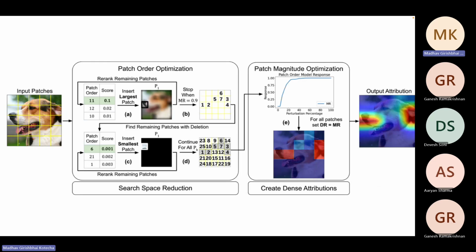As you can see, as I already told, the image is divided into patches. Then we feed the images, and for insertion we start with a blurred image and then gradually add a patch and calculate the score. We add the patches greedily, only the patches that most significantly improve the model response. We stop when the model response reaches 90%. After that, for the remaining patches, we start with a black image and start minimizing. We'll go to the next step.